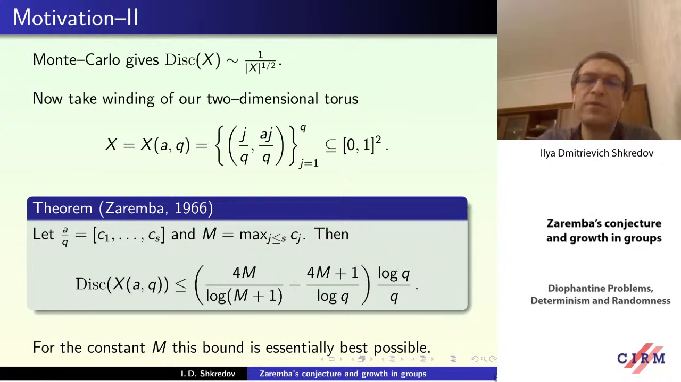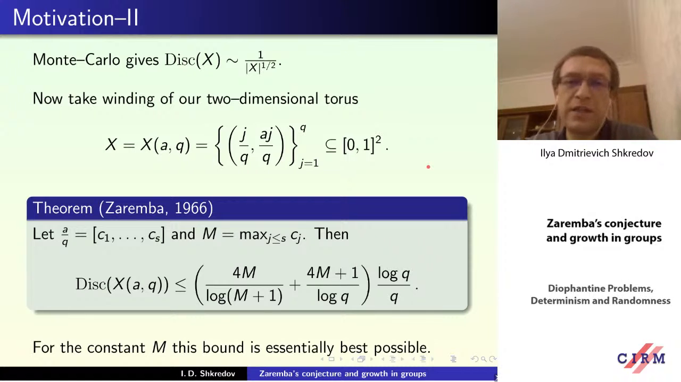So Korobov suggested the following winding of the two-dimensional torus. From this moment, my dimension is just 2. So I consider just the square [0,1] squared. And let me take 2 parameters, A and Q, and consider the following discrete winding of the two-dimensional torus. So it has Q points.